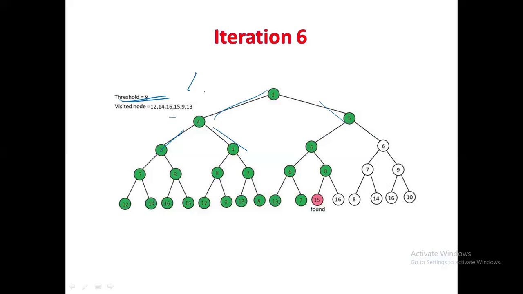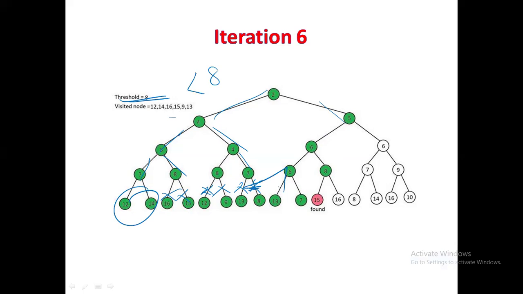All values are less than 8, and up to here it will go. But here we are pruning. Here we are pruning, and this has been pruned. This one alone, this is also pruned, and 7 it will go. This is also pruned. This will not be pruned. This will not be pruned.